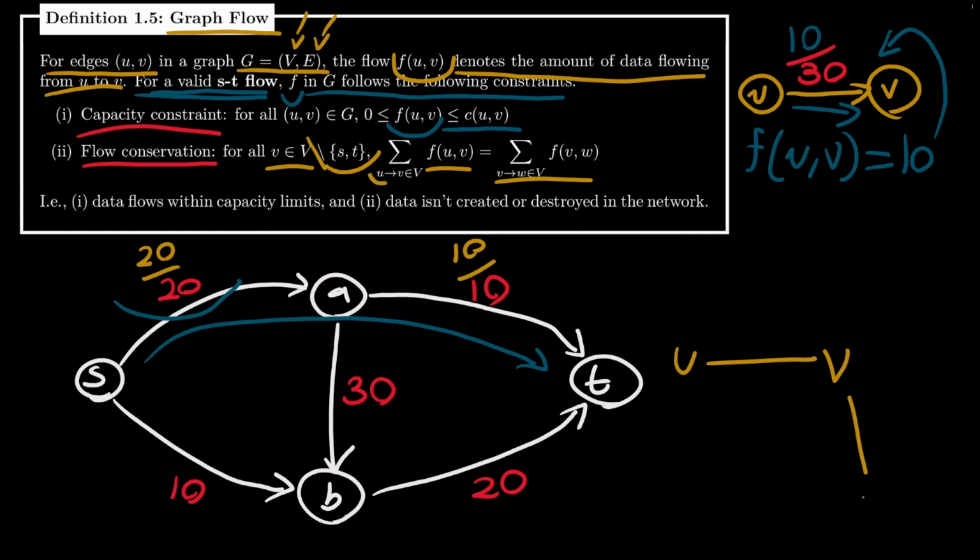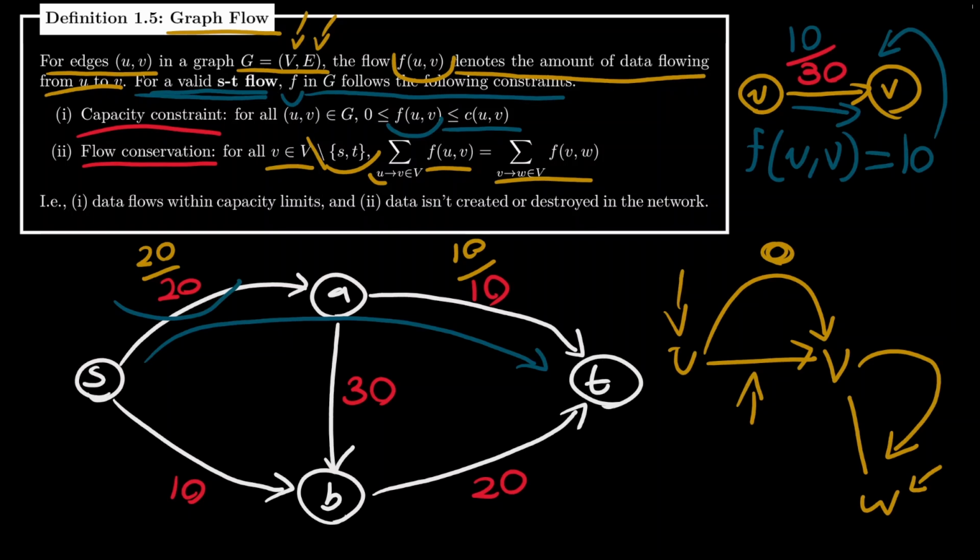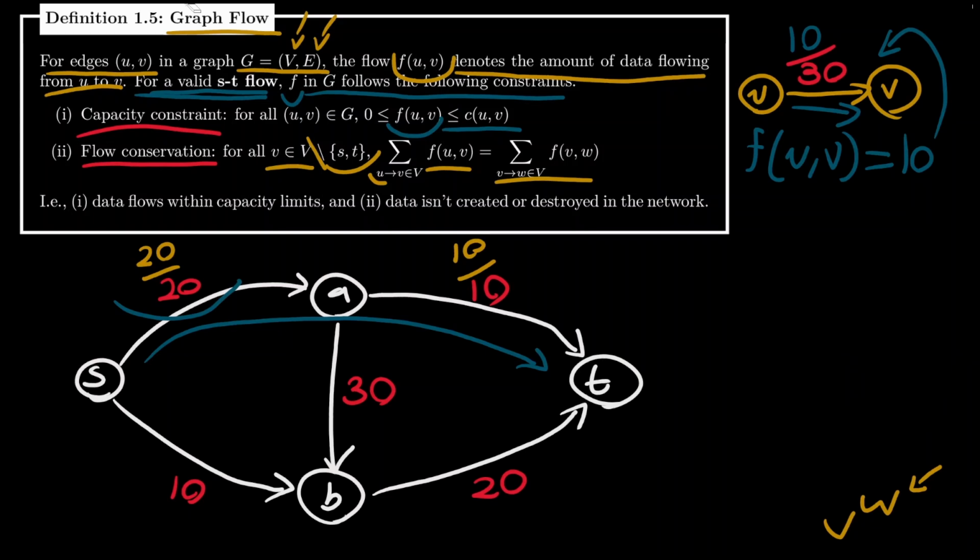So this means that if we have U here and W here, the flow going into V is the same amount of flow going out of V. There's nothing being created here or anything being destroyed here, what's going in is what's coming out. So that's what the flow conservation is, that we can't create data, we can't destroy data, the sum of what's coming in must be the sum of what's coming out.